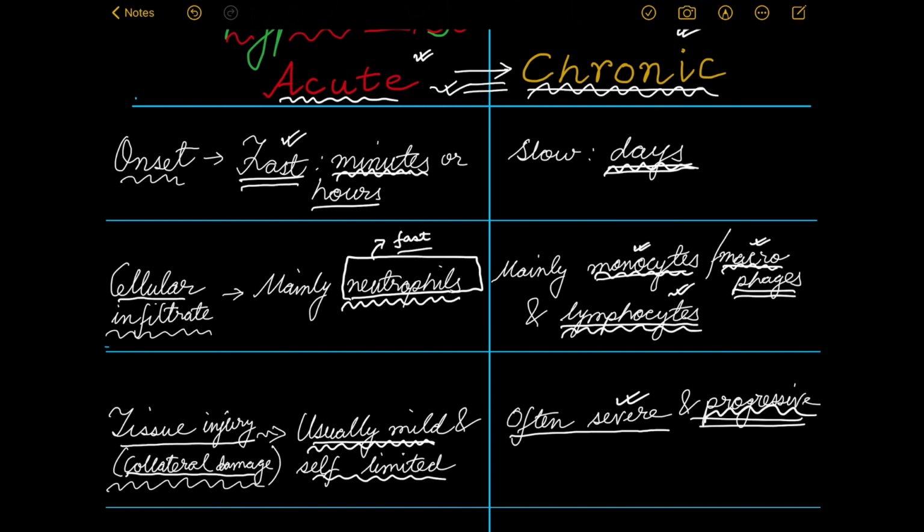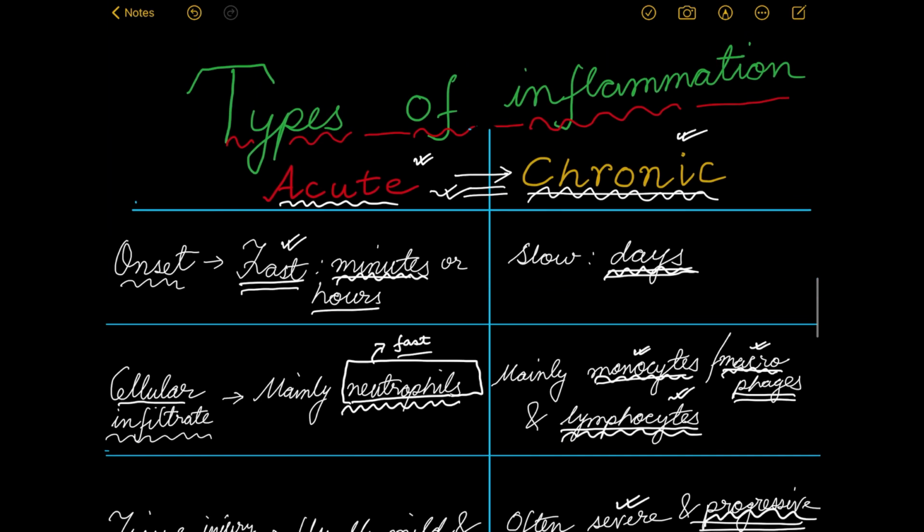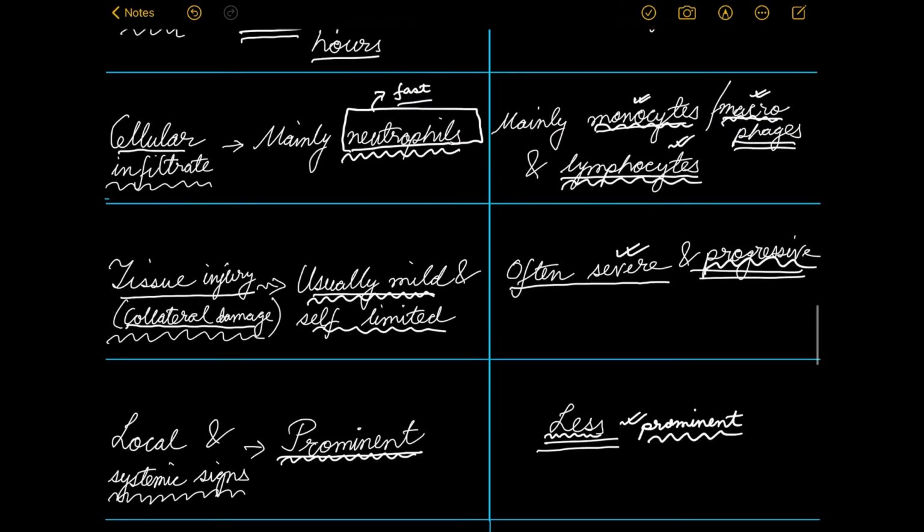Acute and chronic, they are both combined. The inflammatory response is not clearly demarcated as to what it is. But anyways, that's not our point of discussion. So this is more or less what acute inflammation and chronic inflammation is. Okay.